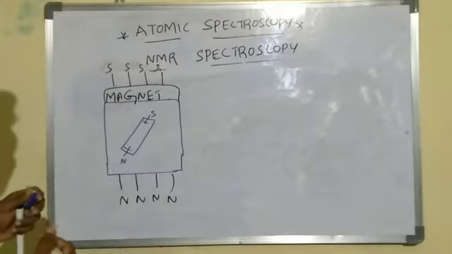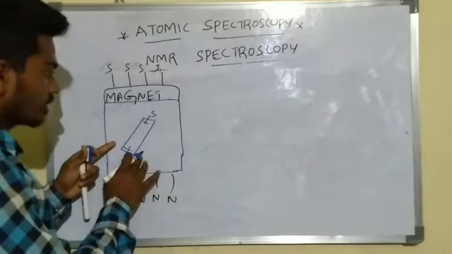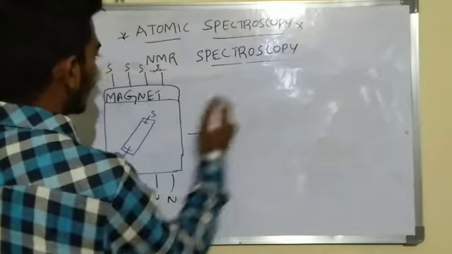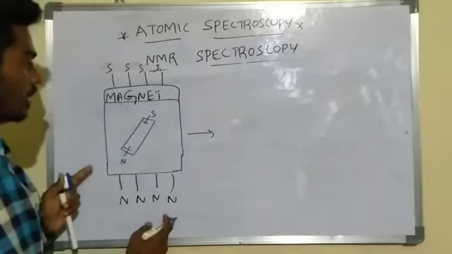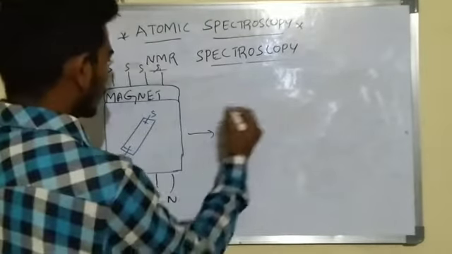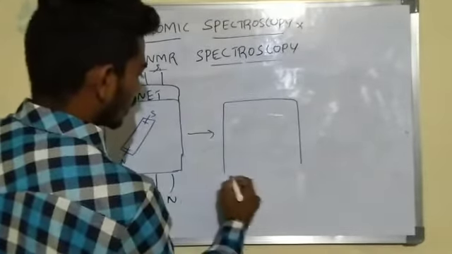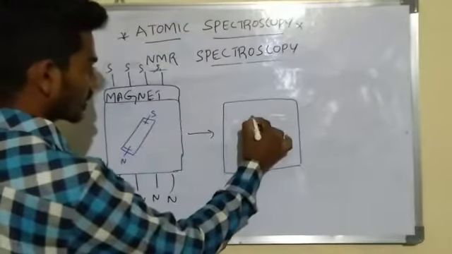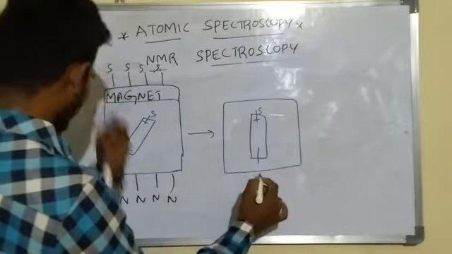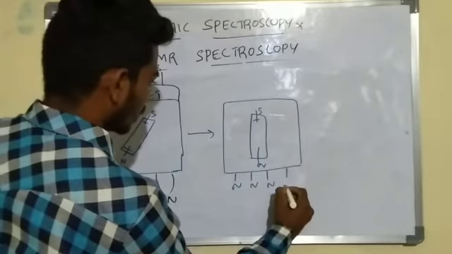Here, whenever we apply an external magnetic field, this nucleus which is in the same direction as the applied magnetic field, this is the NMR chamber, this nucleus which is in the same direction as the applied magnetic field, this is the north pole and this is the north pole.